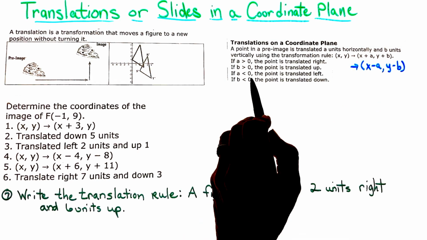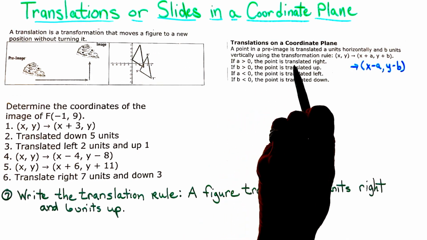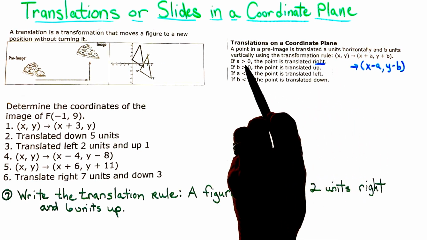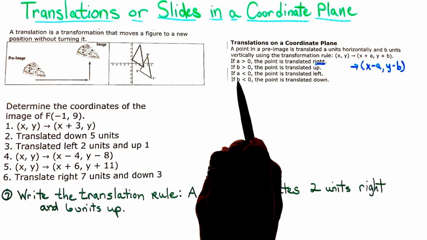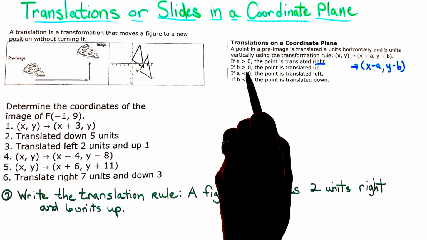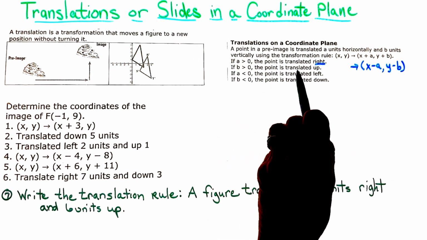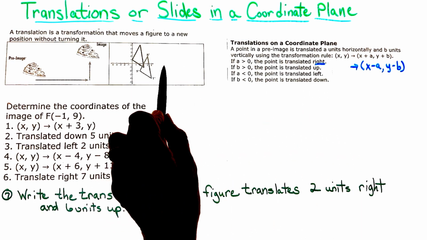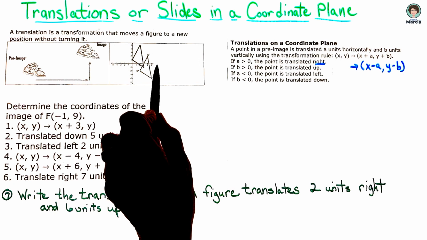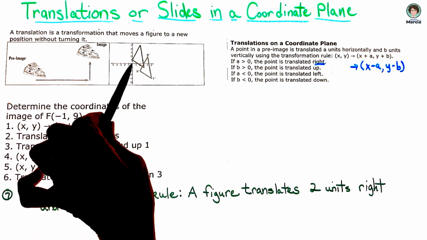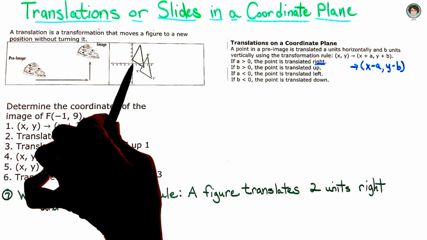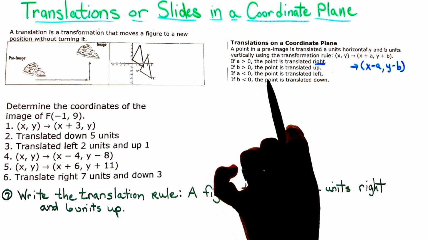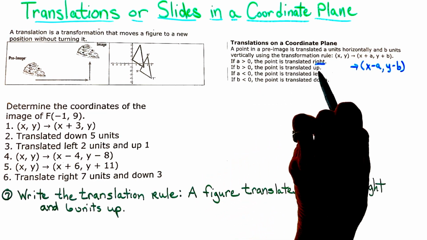So let's look at our rules. If a is greater, the point is translated to the right. Think about a number line. Greater numbers are to the right on the number line. If b is greater, then the point is translated up. So again, if it's to the right, we know that a is greater. And if it's translated up, we again know that we're in our positive numbers. B is greater. So there was right and there's up.